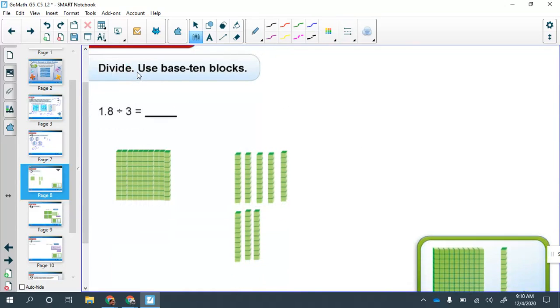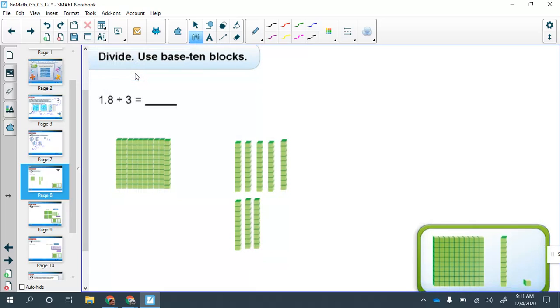Okay, so we're going to look at this next problem, and we're going to take those quick explanations and look at it a little bit more in depth. So here our problem is 1 and 8/10 divided by 3. So the first thing I did is I built my model. This is my 1, and then over here, these are my 8/10. So I've started off by building my model.